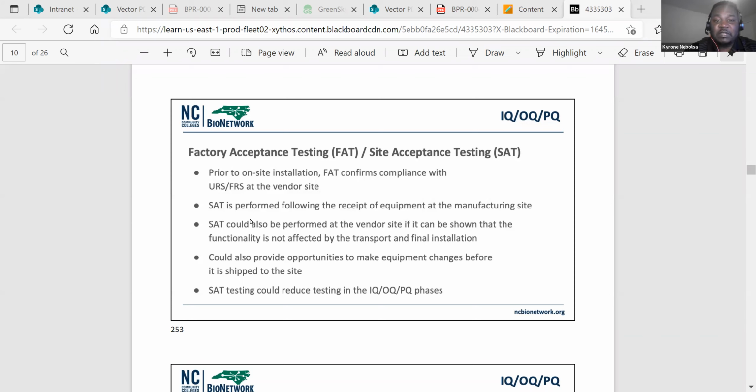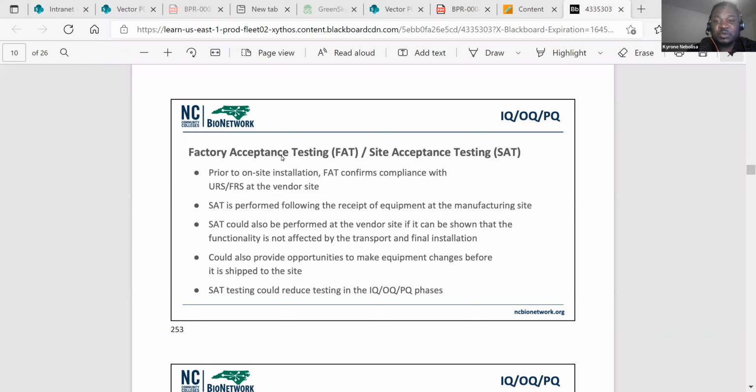After you go through your FAT and it passes and is delivered to your site, then you have SAT, or site acceptance testing, which is performed following the receipt of equipment at the manufacturing site. SAT could also be performed at the vendor site if it can be shown that the functionality is not affected by transport and final installation. Generally, I've not seen it being performed at the vendor site.